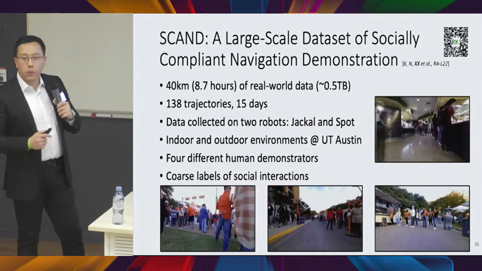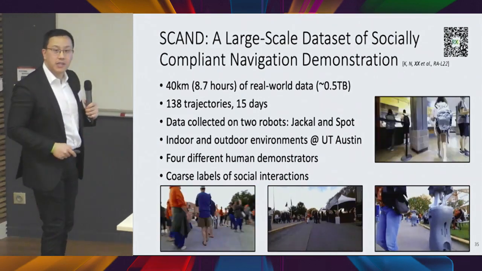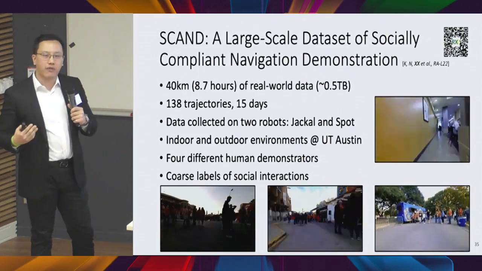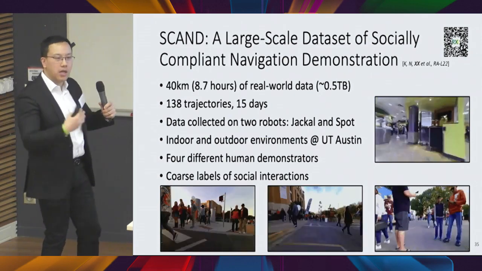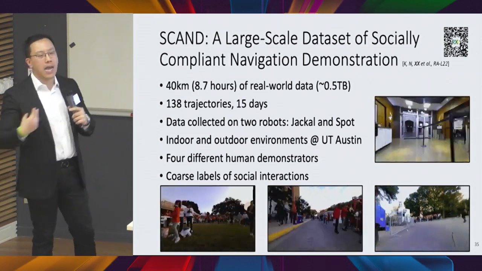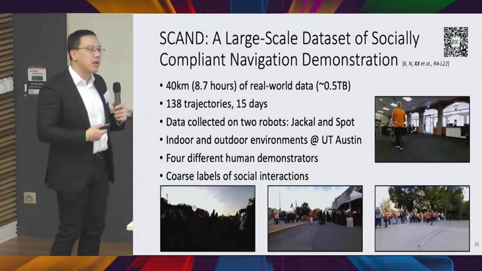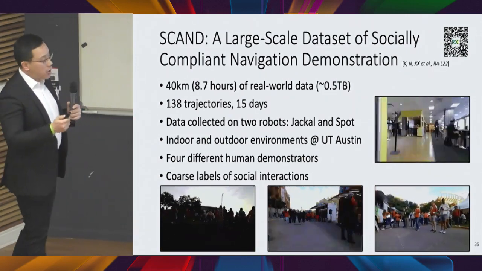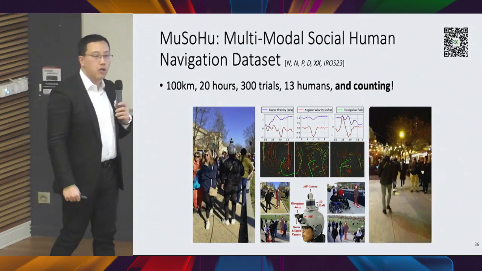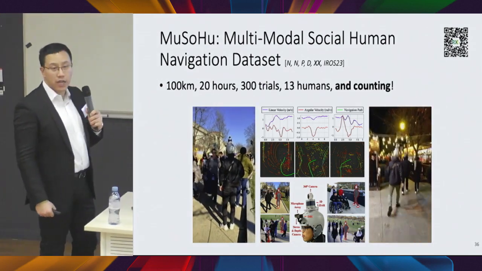So one problem with collecting social robot navigation in the SCAND way is it still takes some effort to bring the robots to different places, set it up, collect the data, and go back and port the data, right? It's still not that easy to collect all this data. This motivates our second data set called MuSoHu, the Multi-modal Social Human navigation data set.